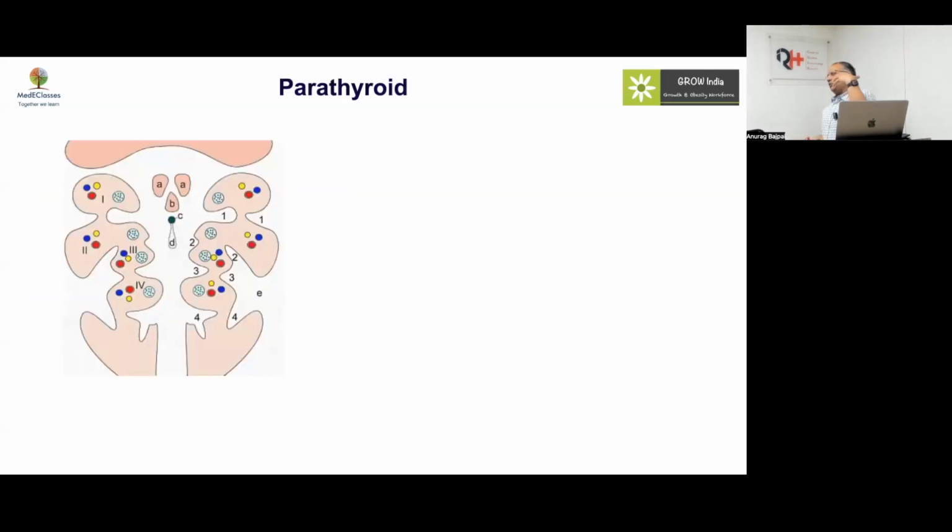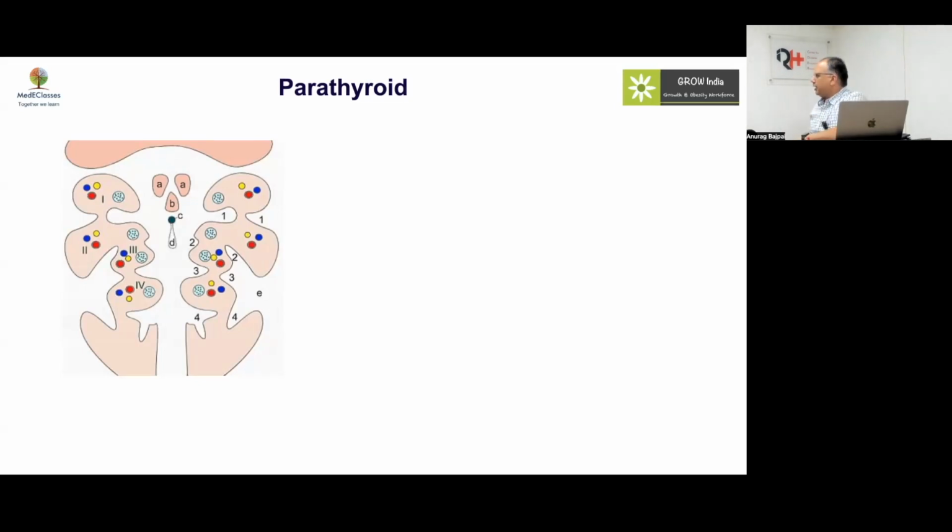Now we've talked about the pituitary, we have talked a bit about the adrenal, a bit about the parathyroid. Now parathyroid is a unique gland. Does the parathyroid have a dual origin? No, parathyroid is a single origin. But it is actually not a single gland, it has 4 glands.